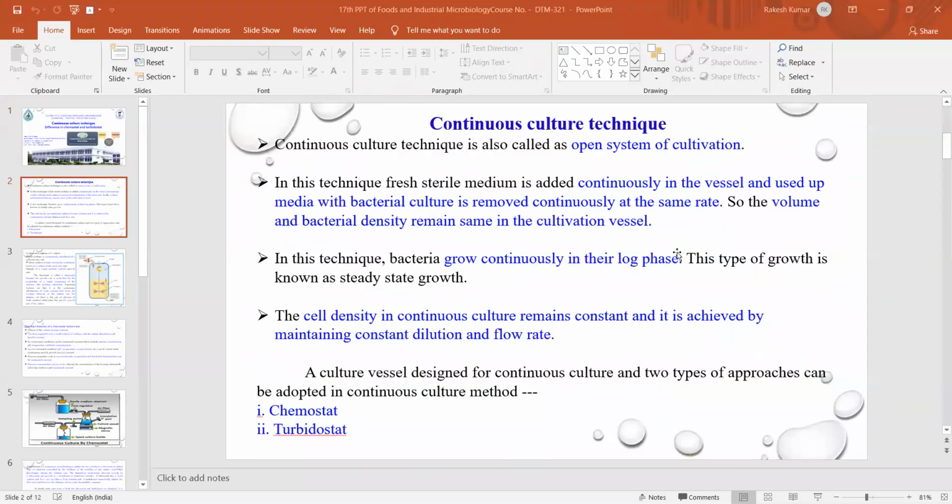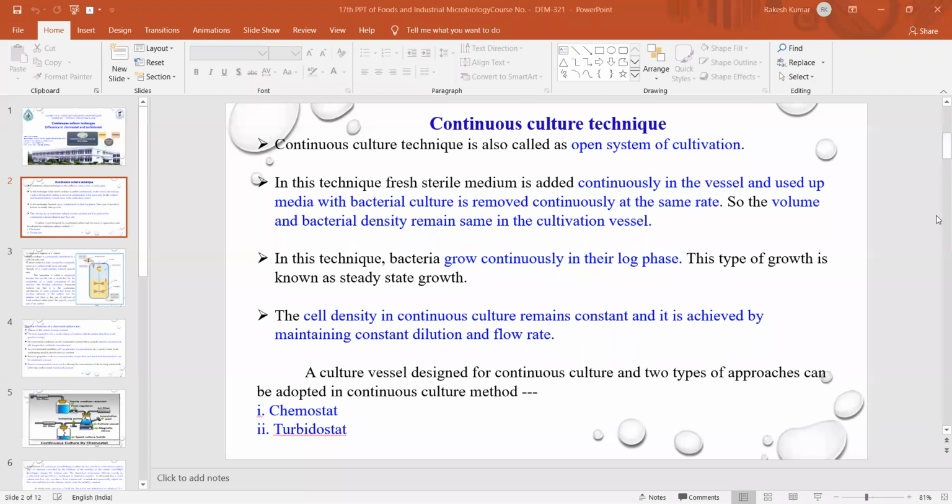So in the last class, we have already discussed the continuous culture method and why it is preferred over the batch method or fed batch method. And we have discussed a lot about the different advantages as well as disadvantages of the batch method, fed batch method, as well as the continuous culture method.